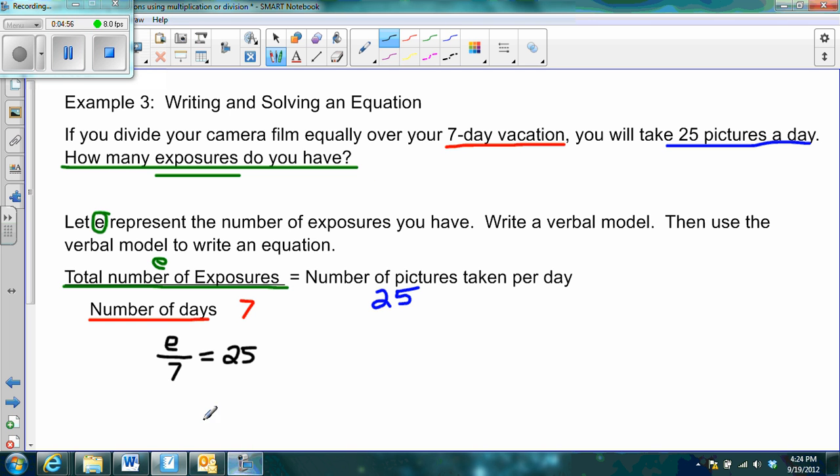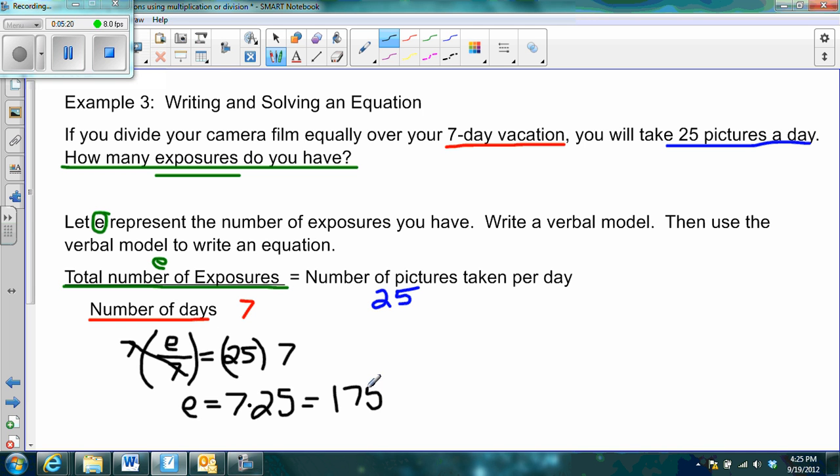Then think about what do we need to do to get E alone? Well, if we multiply both sides by 7. The 7's here cancel out, leaving us with E equals 7 times 25, which equals 175. And it's a word problem. So it's 175 what? Exposures.